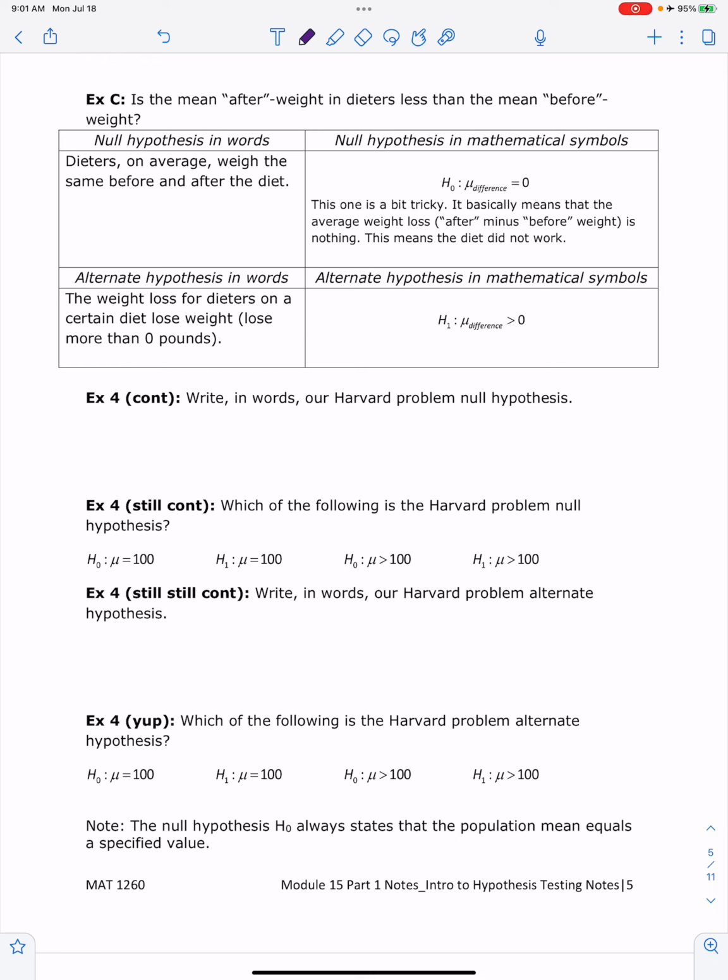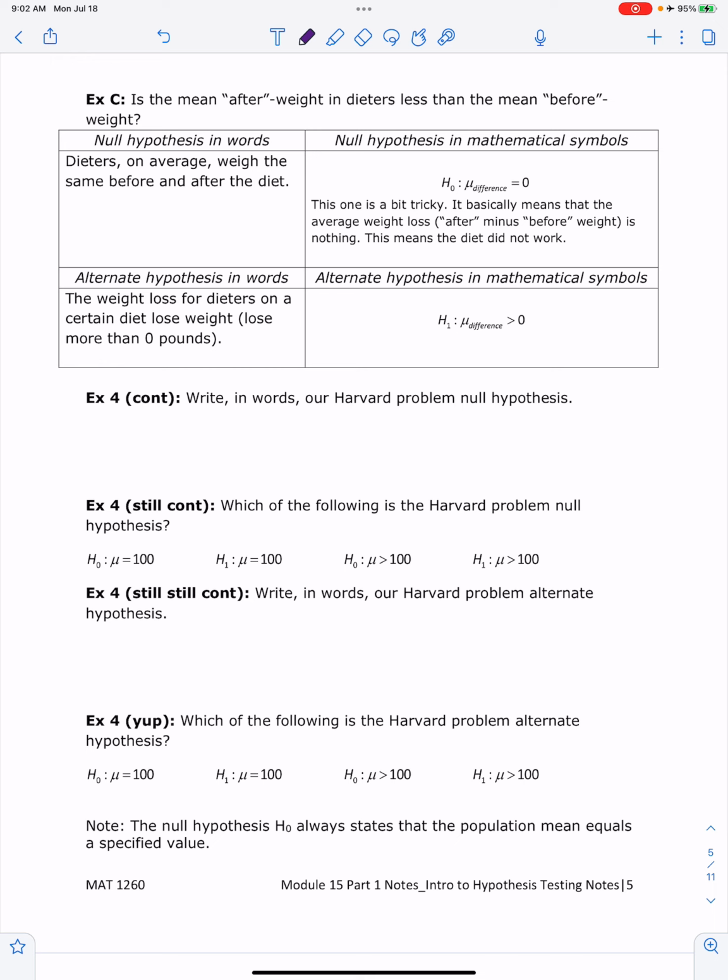Notice here that when we talk about before and after weight for dieters, we still need a null hypothesis that's got an equal. So here, the way we frame this is a little different. Our null hypothesis is that the weight before and after is the same, so the diet's ineffective. So I've got mu of difference. I'm looking at the difference between those two weights.